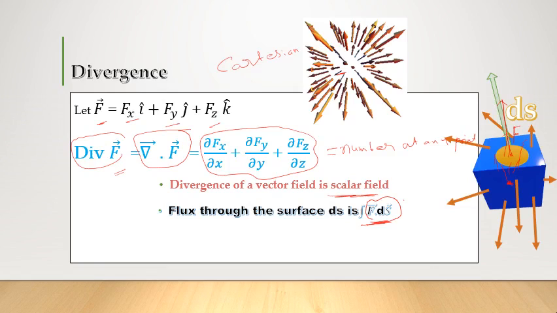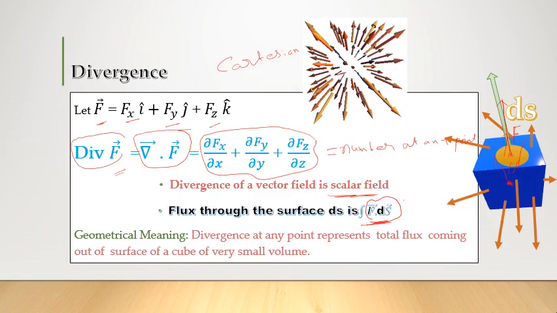Now the geometrical meaning of the divergence. Divergence at any point represents total flux coming out of the surface of a cube. It can be any shape, not only a cube, any closed surface. But let us stick to a cube. Divergence at any point represents total flux coming out of the surface of a cube of very small volume.